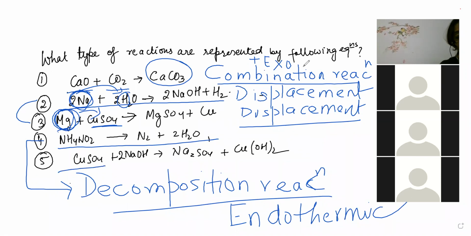Now CuSO4 with NaOH. What type of reaction is it? Quickly tell me, beta. Everybody said in one tone. The third one, exothermic or endothermic? Definitely heat will be released, beta. Heat is needed here? No, heat is not needed because metal here.